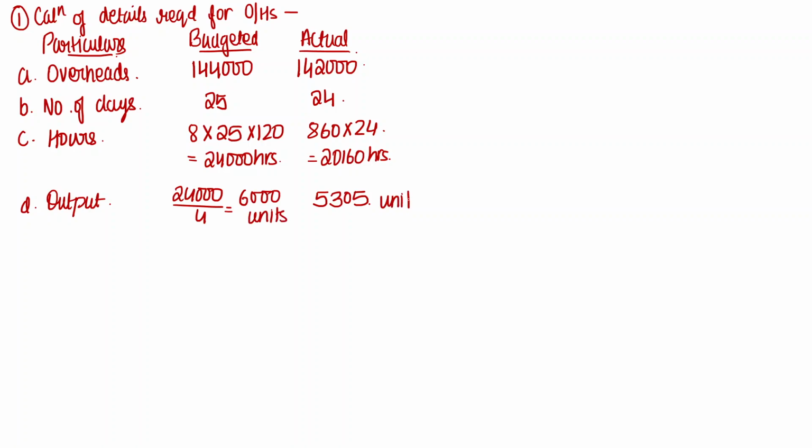Now, first thing, whenever you get the question, sometimes some detail might not be there. If this detail is not there, it is assumed that both are same. Okay? Budgeted as well as actuals. Otherwise, these three details you will require. Clear? Second, with the help of this detail, we are going to do the second working.